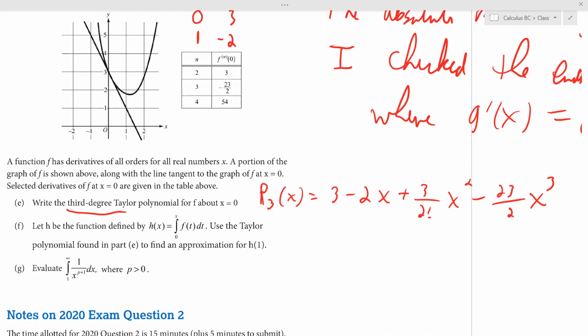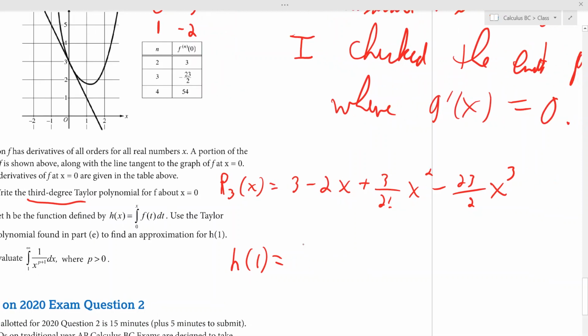H is now the integral of f. Use the Taylor polynomial found in E to approximate h of 1. Okay. Well, h of 1. So you could integrate this, by the way, too, to find a function h of x, but I'm just going to do the integral from 0 to 1.